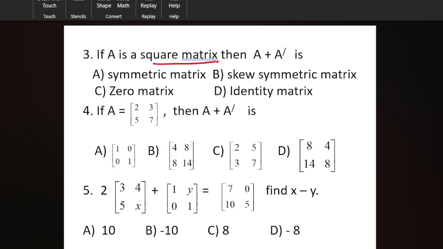If A is a square matrix, then what is A plus A dash: symmetric, skew symmetric, zero, or identity? Here we have to recall symmetric matrix and skew symmetric matrix. So what is a symmetric matrix? Symmetric matrix means what?